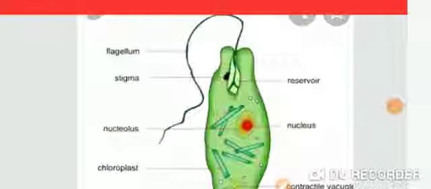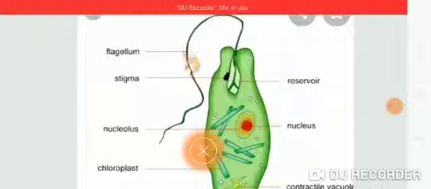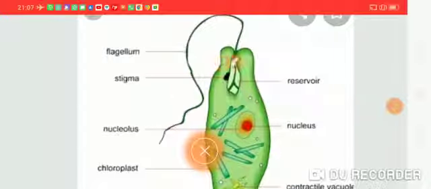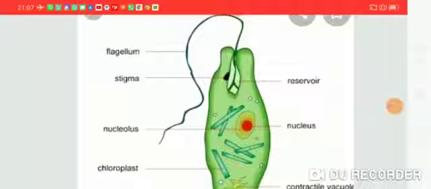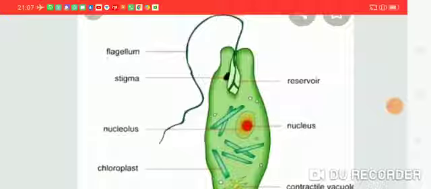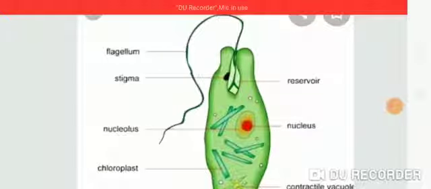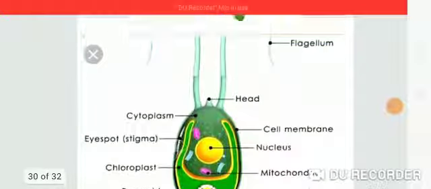In Euglena, there is a long thread-like structure, as you can see, beta, and this long thread-like structure is called the flagellum. And where is it present? It is present at the anterior end. Anterior means जो ऊपर वाला part है उस पे present है. Clear? What is the function of this flagellum? Flagellum helps it in its movement, and secondly it takes food through the gullet. Clear?